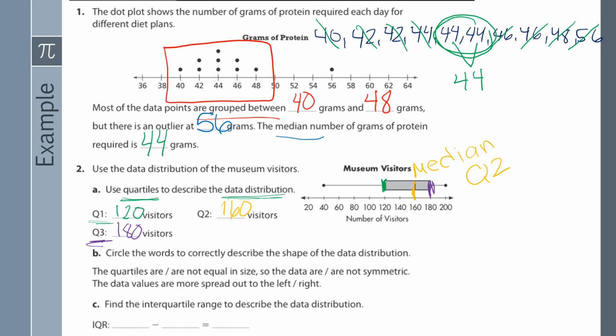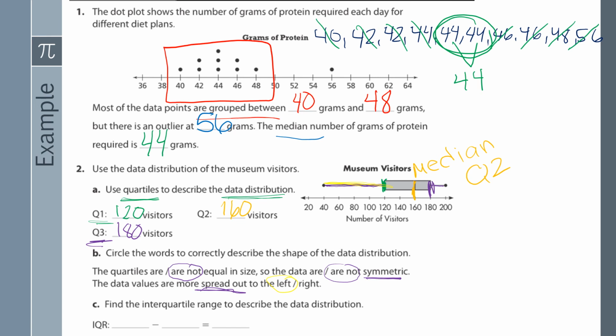It says circle the words to correctly describe the shape and the data distribution. So the quartiles are or are not equal in size. If you look here, this line right here is a lot longer than this one right here. Are they the same size? No, they're not equal in size. So are they going to be symmetric? No. Symmetric means kind of like a mirror image or a copy of one thing to the next. So the data values are more spread out to the left or the right. Over here, these are more spread out on the left side than on the right side. So the left is more spread out.